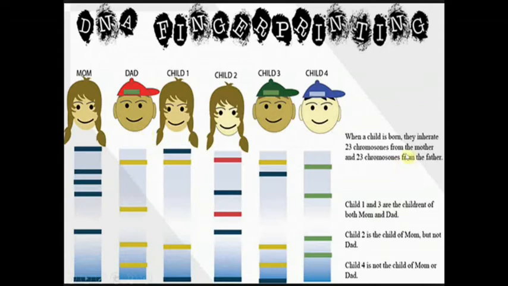Now, see here. When a child is born, they inherit 23 chromosomes from the mother and 23 chromosomes from the father. Child 1 and child 3 are the children of both mom and dad. You could see the colors here. Child 2 is a child of mom but not a child of dad. Child 4 is not a child of mom or dad.